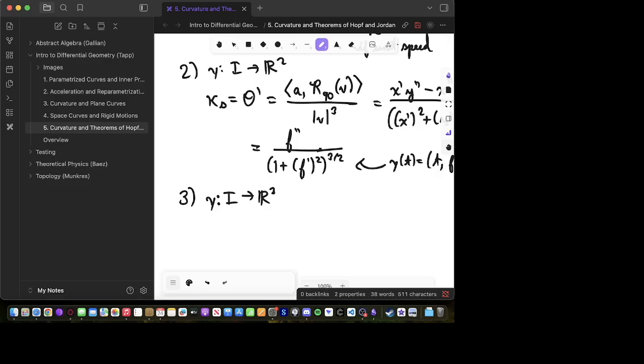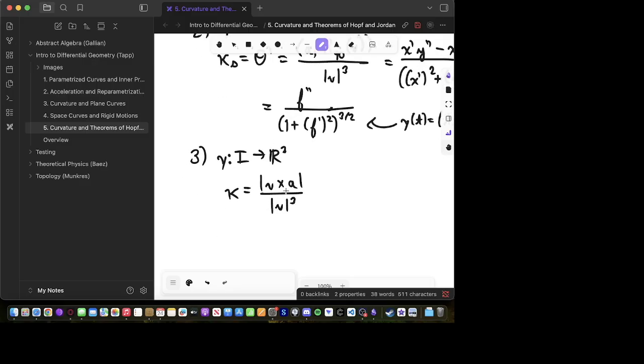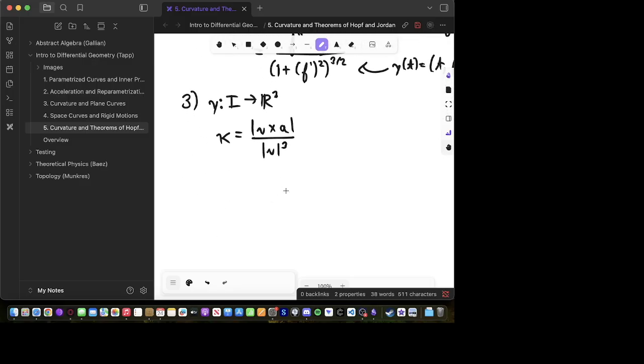Now for a space curve, so now we're in R3, the curvature is simply the norm of the cross product of velocity and acceleration, over the norm of velocity cubed. So that's basically all we're doing for curvature today, but there are two theorems that we're going to look at as well, and we're going to be going over the proofs for them, and it's pretty long, so I guess let's begin.